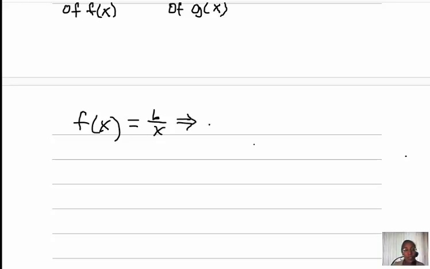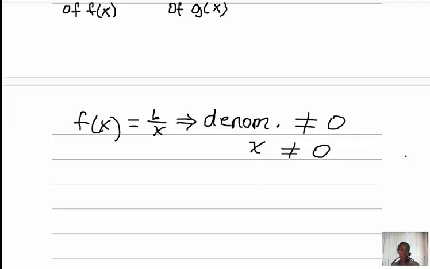So for this to make sense, the denominator can't be 0. Well, what is our denominator? It's x. So for this to make sense, x can't be 0.